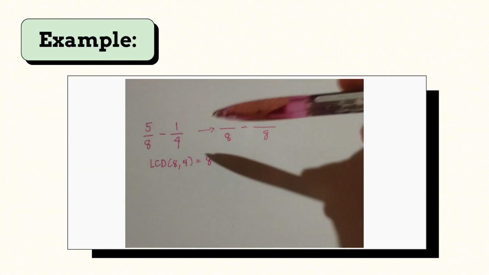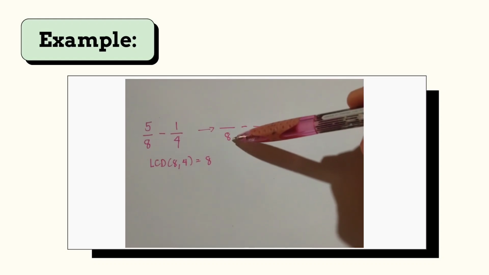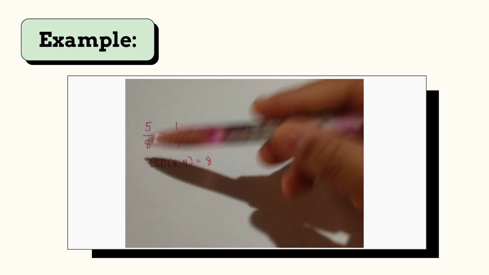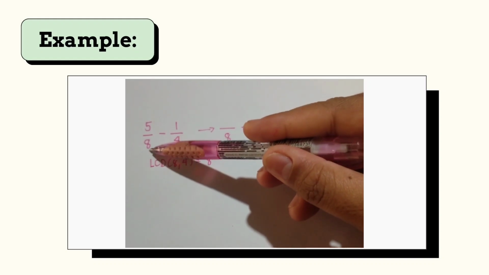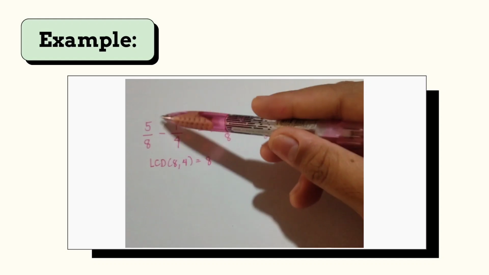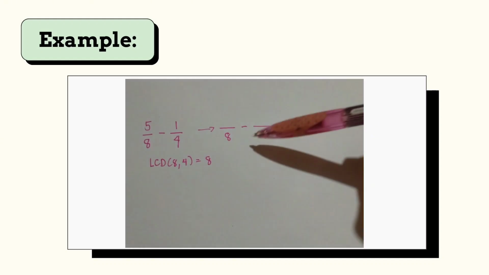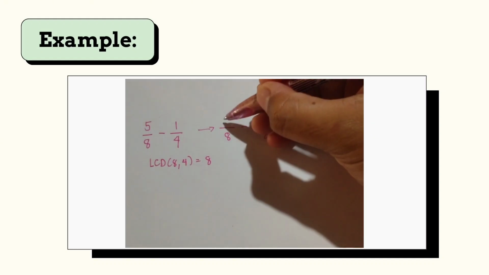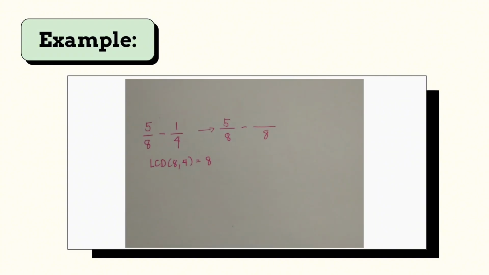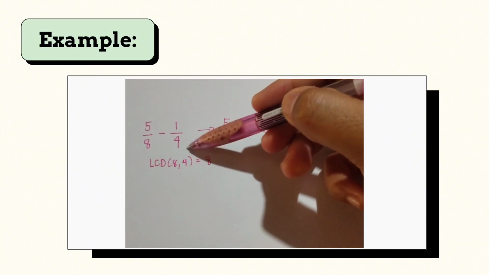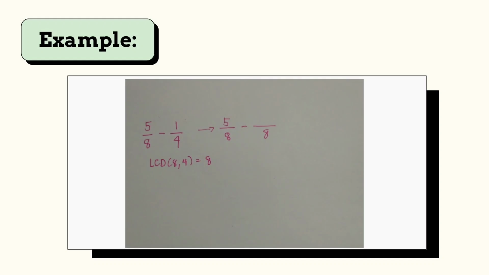As you can see, our new denominator is actually 8. And if you look here, the original denominator of the first fraction is actually 8. So what we can do here is just copy this fraction into here. So, 5 over 8 will remain the same. What we need to convert now is this fraction right here, which is 1 over 4.